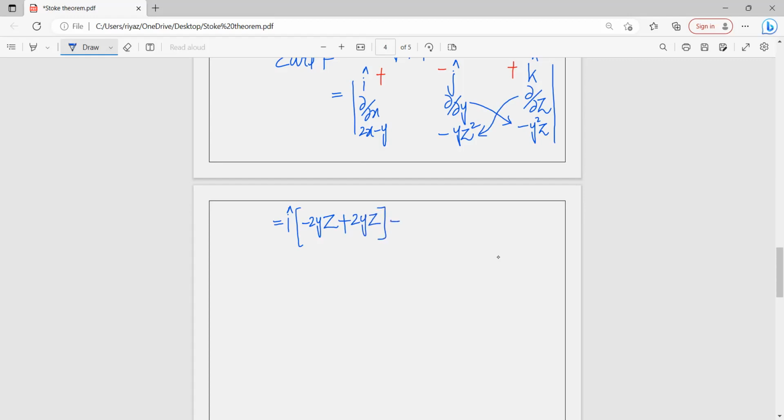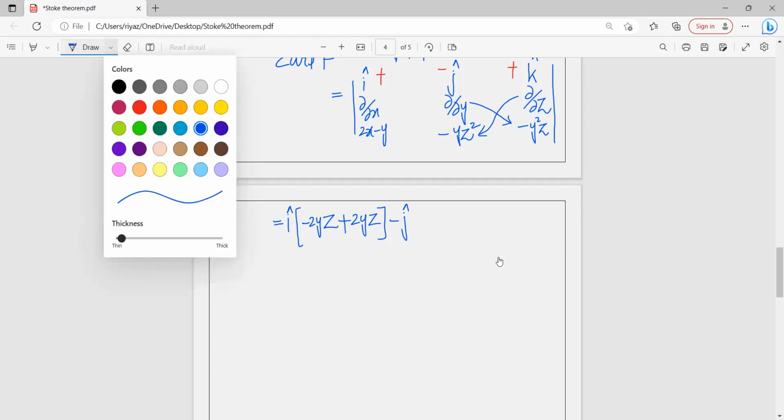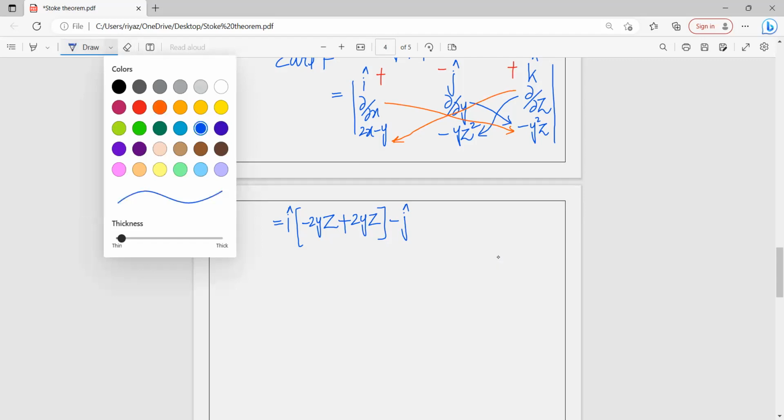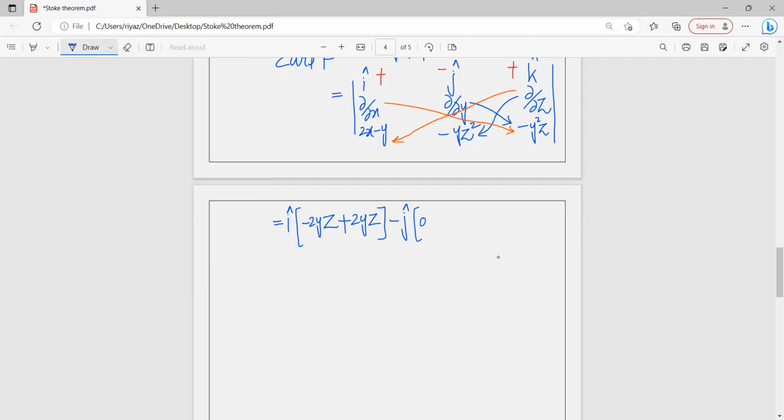Now the second one, with j cap, again column and row we neglect. See, with respect to x we are doing, let me use another color so you can understand. This one with respect to x, we don't have x, 0. This one with respect to z, we don't have z, becomes 0. In this way we have to do 0 minus 0 plus k cap into, once again column and row we neglect.